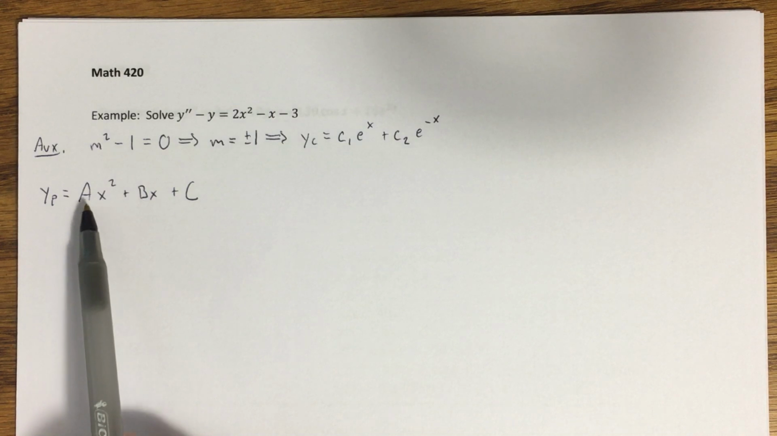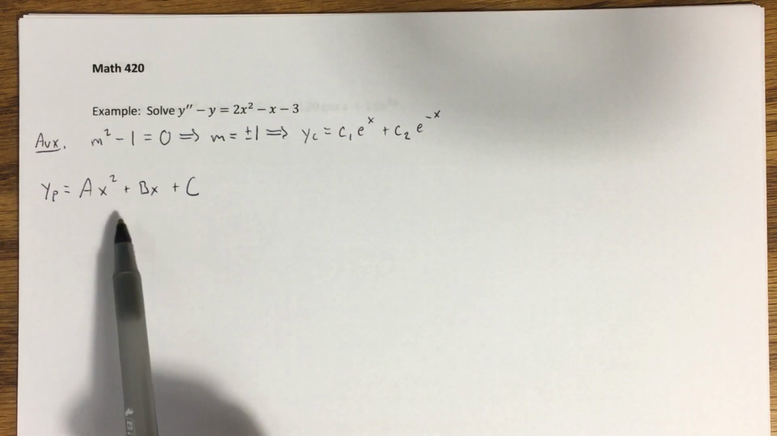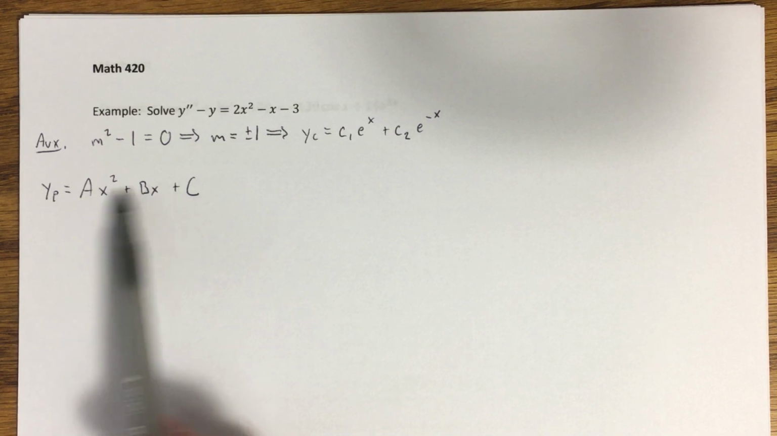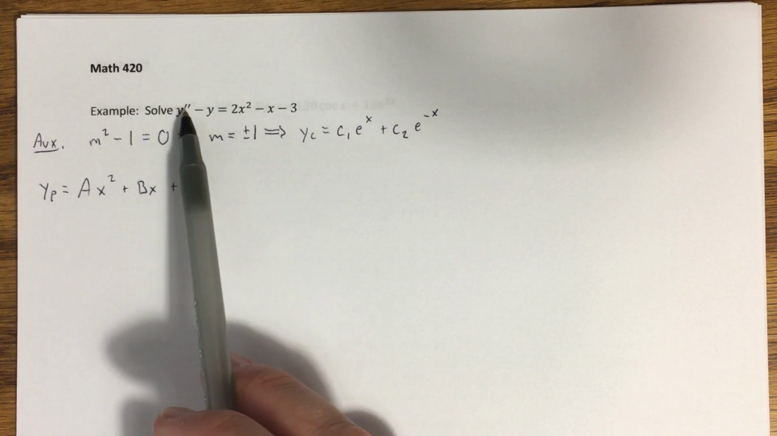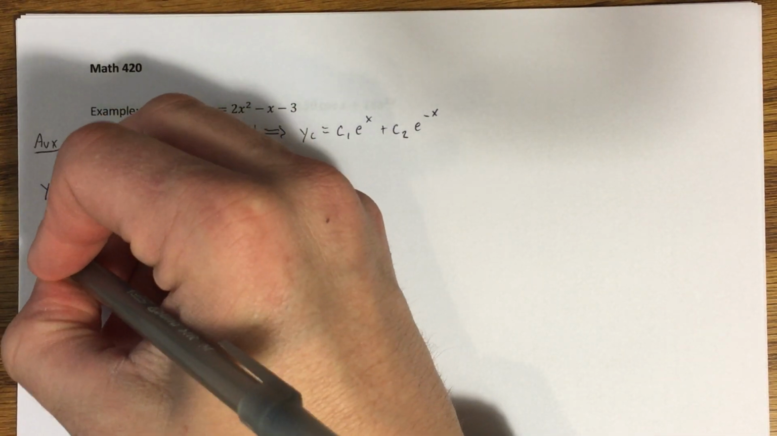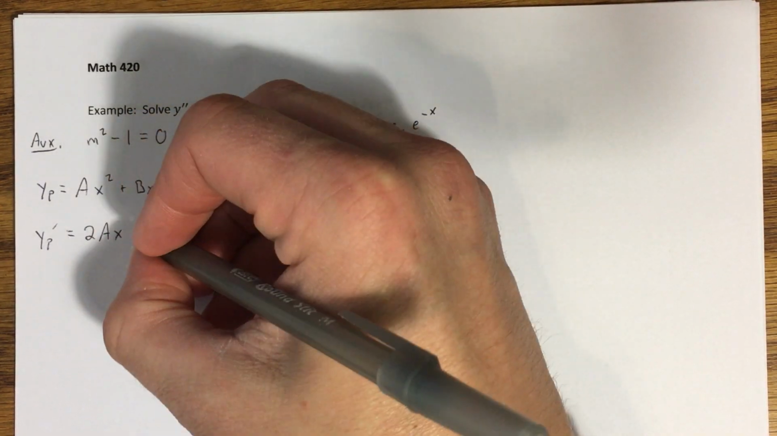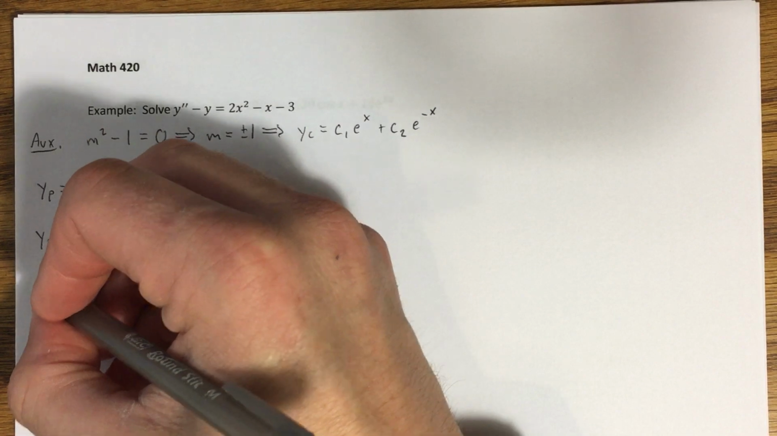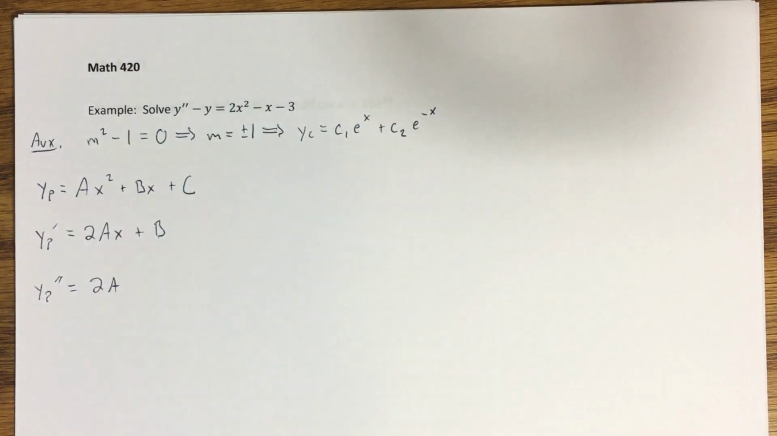Now, in order to figure out what A, B, and C are equal to for this particular solution, I need to be able to plug this into my differential equation and attempt to solve. But that requires that I also know y double prime. So I'm going to find that, specifically yp double prime. So yp prime would be 2ax plus b. Yp double prime is going to equal just 2a.